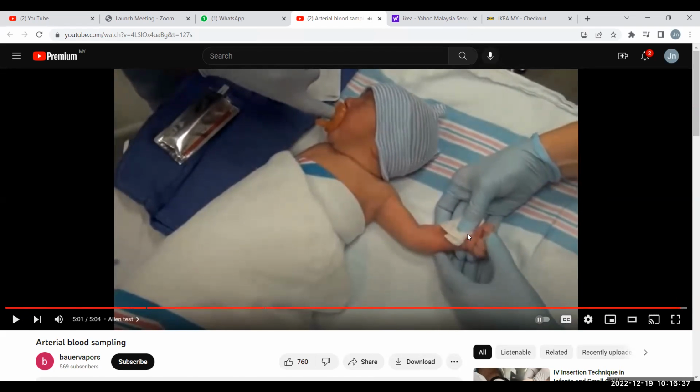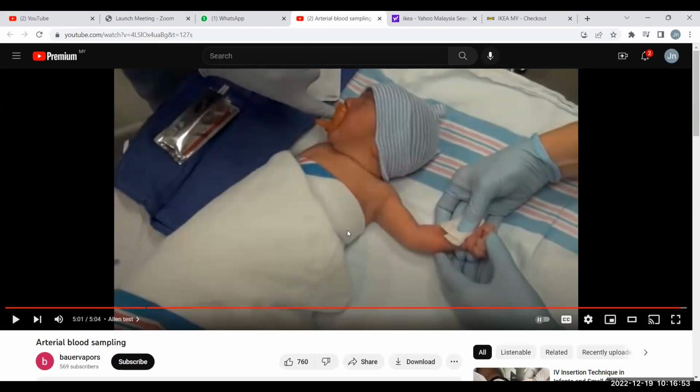So make sure after you puncture the arteries, especially for babies, you check the perfusion of the fingers, okay? The younger they are, the more dangerous it is, right?